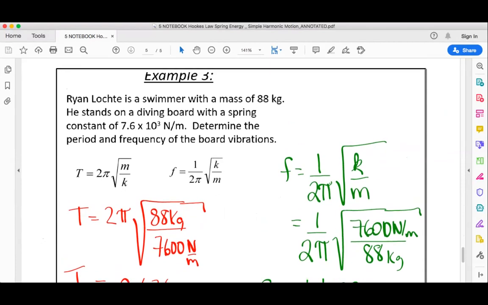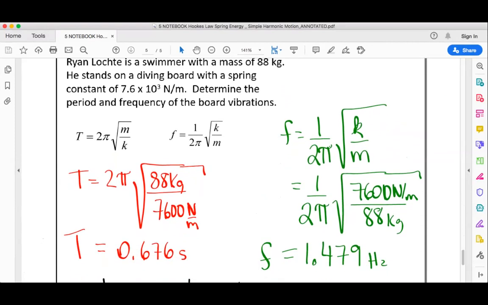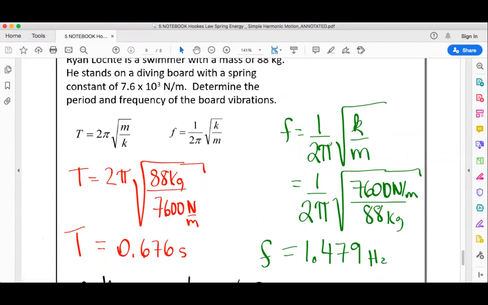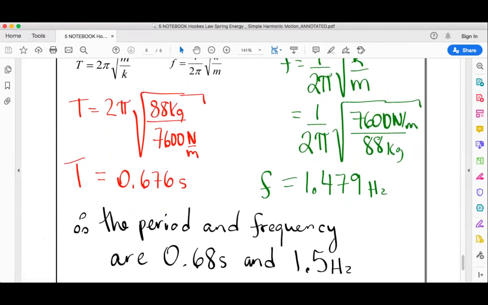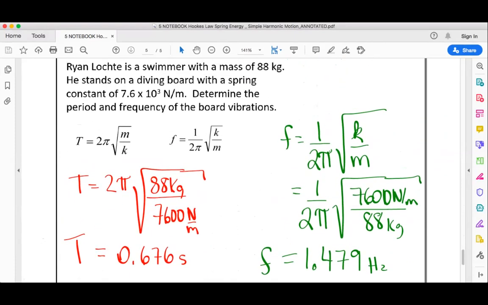So we have an equation that is ready to go. It's ready to sub in our numbers, and the numbers are in SI units already, and we get a period of 0.676 seconds, and rounding that to 2 sig figs would be 0.68 seconds. Now, I think it also does ask for frequency.